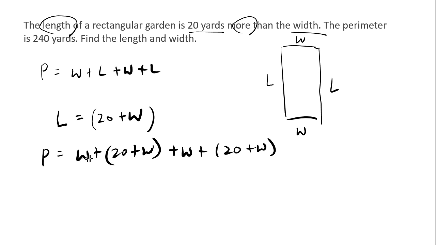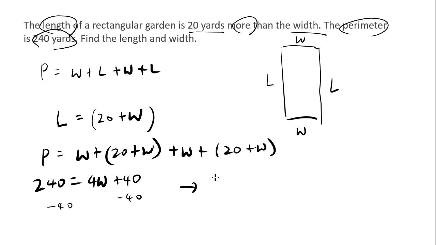And then I count 1, 2, 3, 4 W's, and 20 plus 20, which is 40. And that should equal 240, because that's the perimeter. It's given that the perimeter is 240, right? So subtract 40 from both sides. So that gives you 4W equals 200, which means W is equal to 50. 200 divided by 4 is 50.